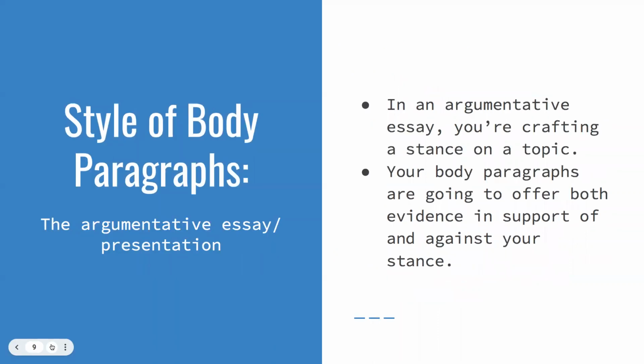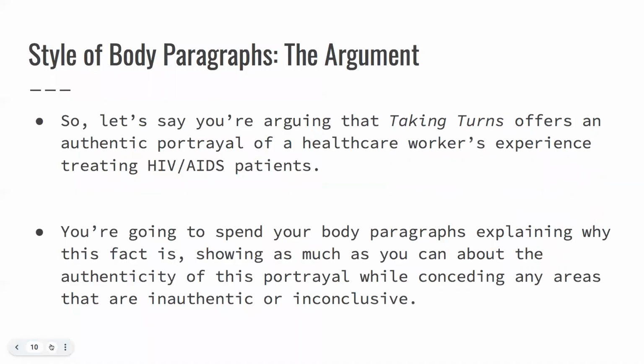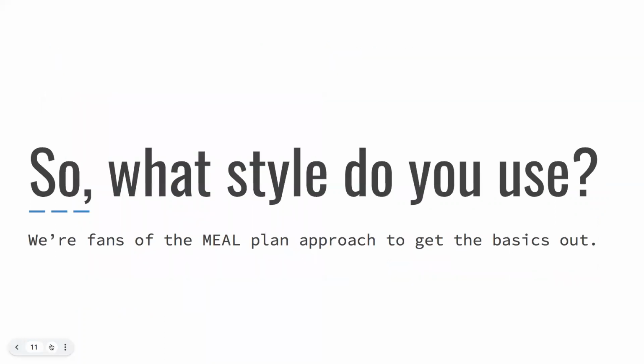If you're writing an argumentative essay, you're crafting a stance on a topic. So your body paragraphs are going to offer both evidence in support of and against your stance, what we would call counterarguments. So let's say you're arguing that Taking Turns offers an authentic portrayal of a healthcare worker's experience treating HIV/AIDS patients. You're going to spend your body paragraph explaining why this is, showing as much as you can about the authenticity of this portrayal, and conceding any areas that are inauthentic or inconclusive.